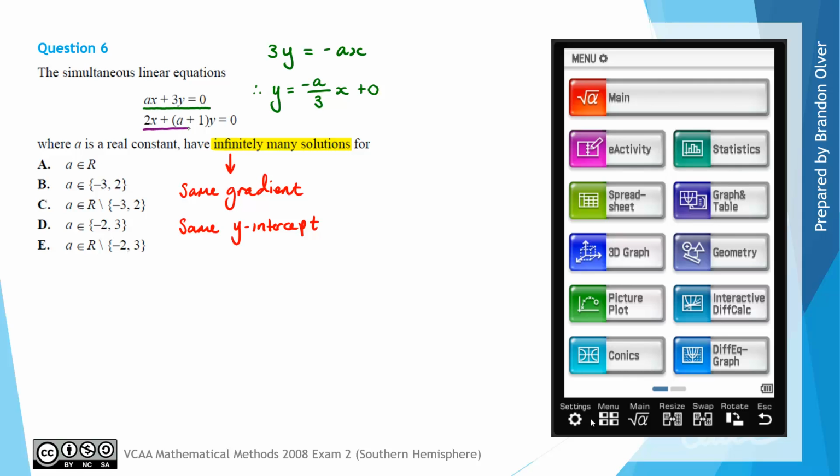For the second equation, which is 2x + (a + 1)y = 0, we can start by subtracting the 2x. So we get (a + 1)y equals negative 2x. Therefore, y is going to equal, and we divide by a + 1, negative 2 over a + 1 times x. And then again, technically there's a plus 0 there, which represents the y-intercept of that line.